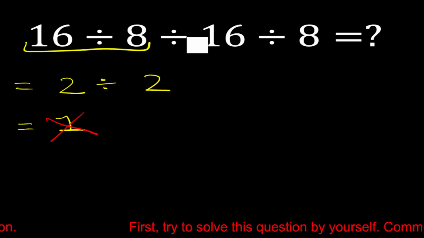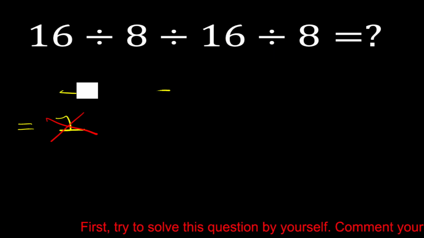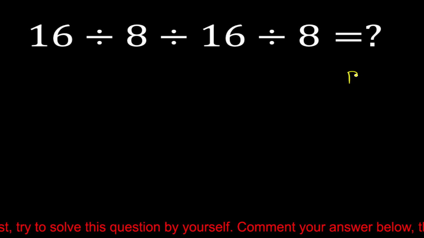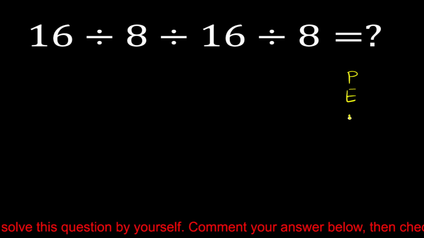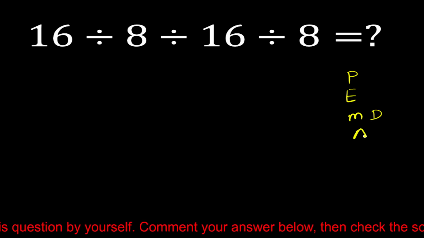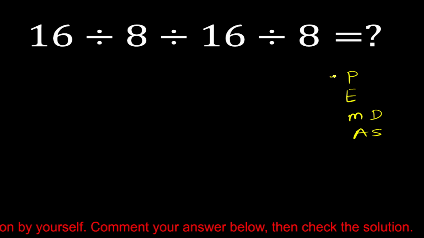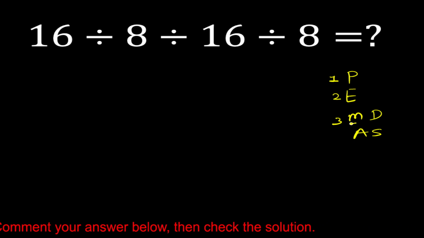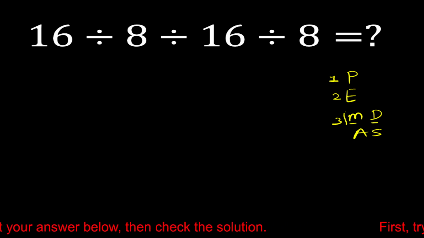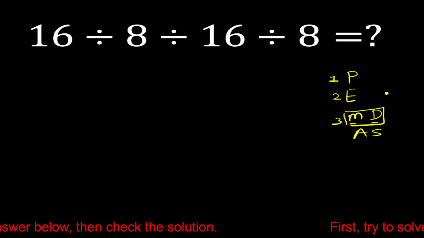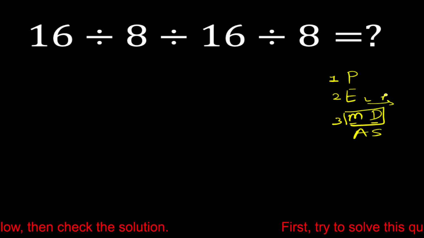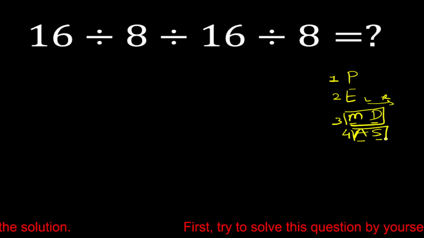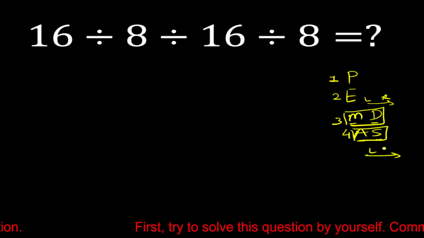So now let's solve this problem correctly by using the PEMDAS rule. According to the PEMDAS rule, first priority is parentheses, second priority is exponents, third priority is multiplication and division. Here multiplication and division both have equal priority, so we have to solve it from left to right. Last priority is addition and subtraction. Also both have equal priority, so we have to solve it from left to right.